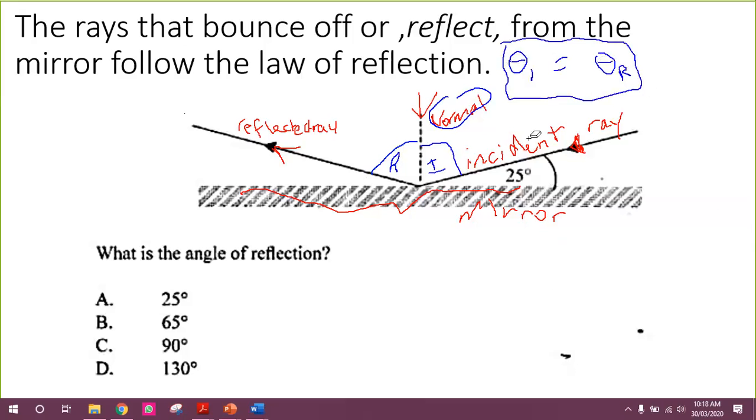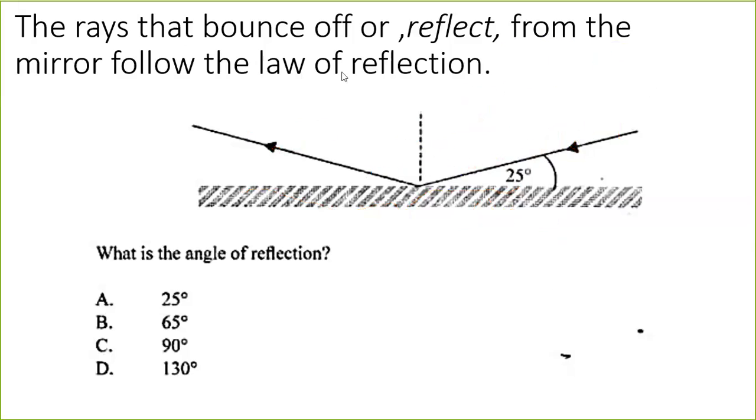Based off of that and what we know about angles at a point, angles at a point all add up to what? Or angles on a straight line? 180. Exactly.